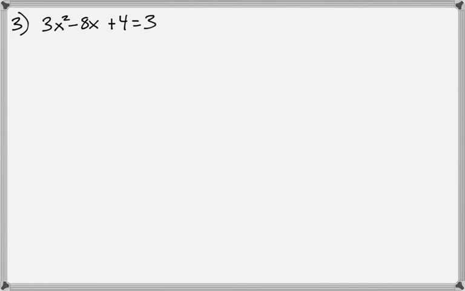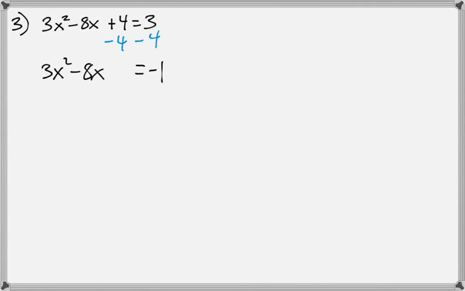On question number 3, I'm trying to solve by completing the square. So I need to get my x squared term and my x term on one side and my constant on the other. So I need to subtract 4 from both sides so that I have 3x squared minus 8x, and then an open space is equal to -1.